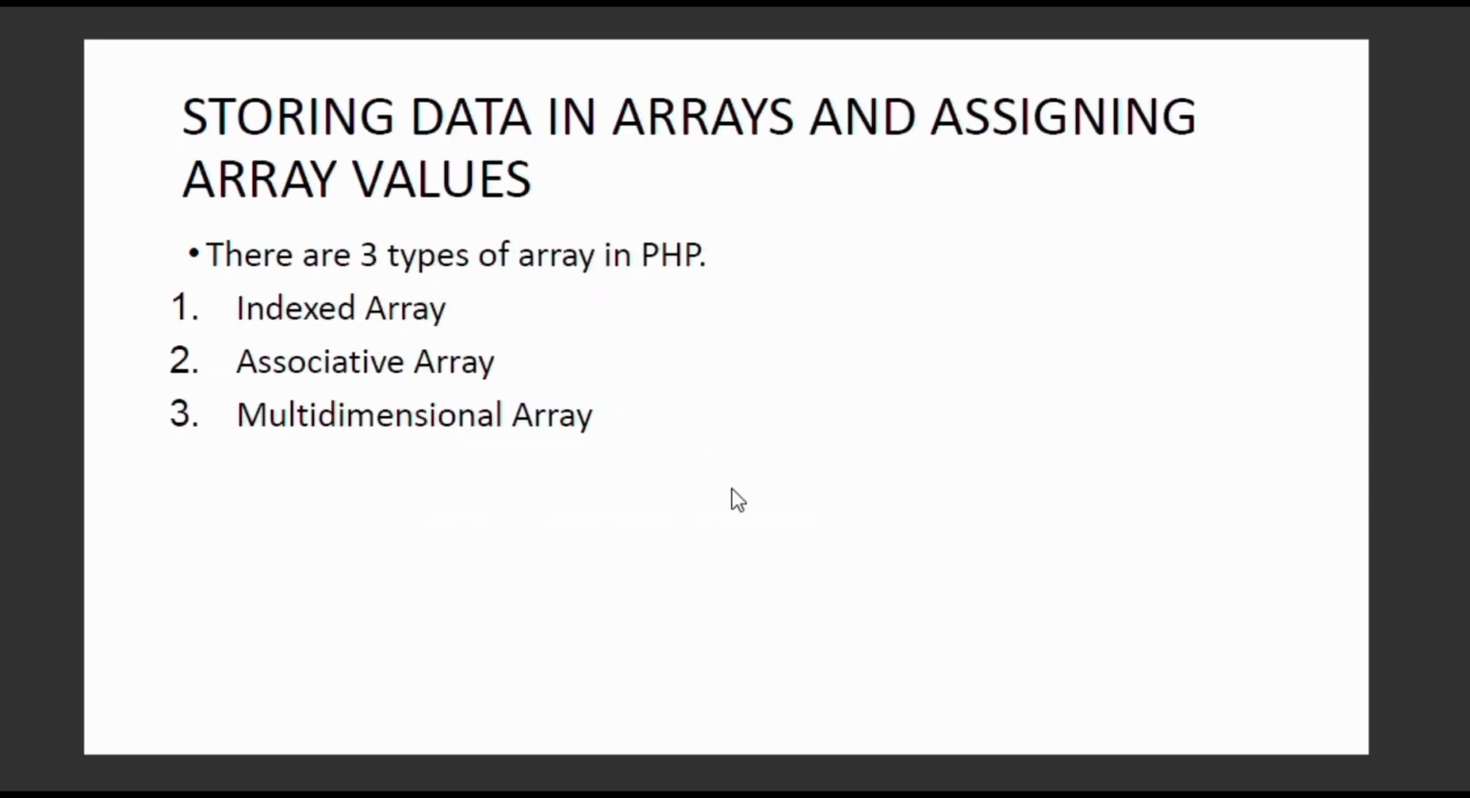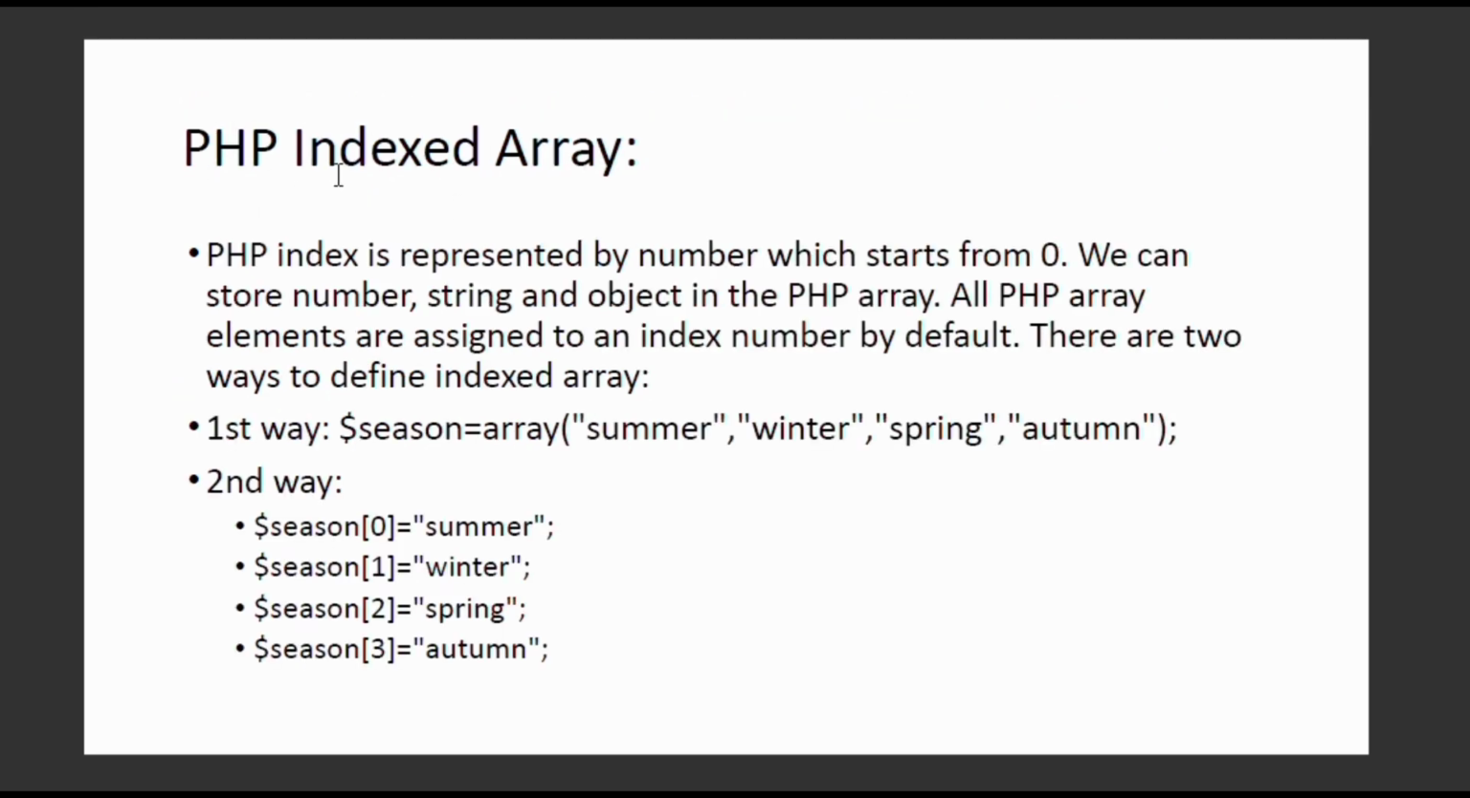Now we will see the types of arrays in PHP. Here you can see the first one is indexed array, then associative array and multidimensional array. Now we will see them one by one. Indexed array. A PHP index is represented by a number which starts from 0. We can store numbers, strings and objects in a PHP array. All PHP array elements are assigned an index number by default.